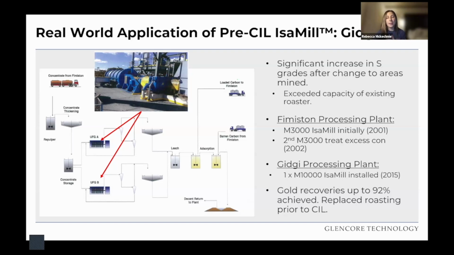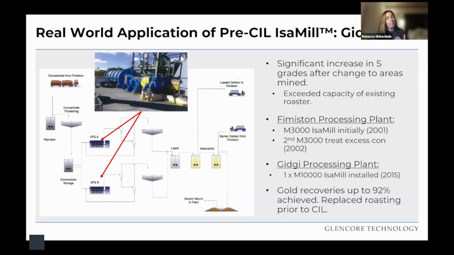And they actually looked at a number of options for addressing this, one of which was finely grinding in an Isomill. And this option turned out to offer the best value for the project. So in 2001, an M3000 Isomill was installed and commissioned at Fimiston, and that was very closely followed the next year by a second to increase throughput and treat excess concentrate. And then 13 years later, an M10000 Isomill was installed at the Gidgee site itself.